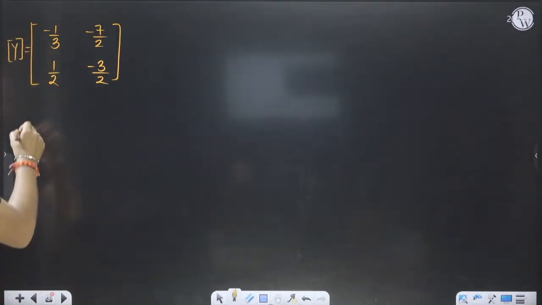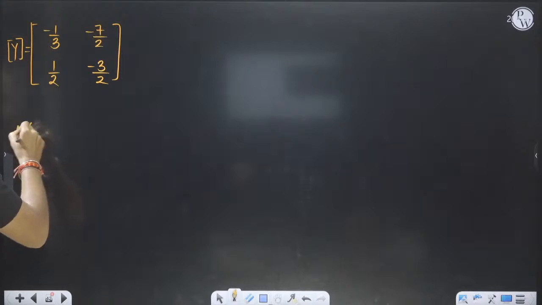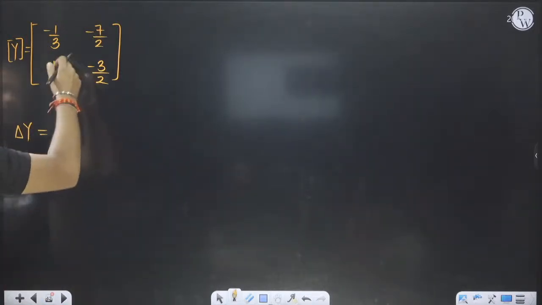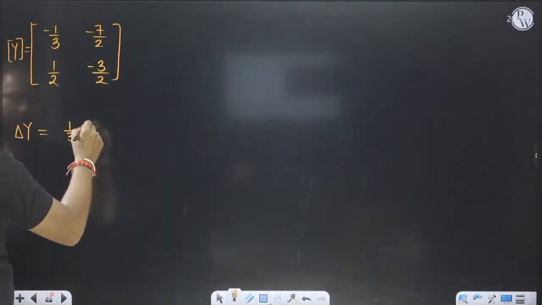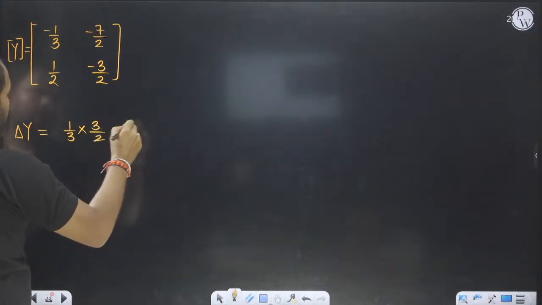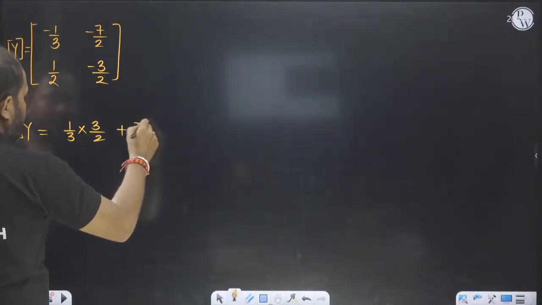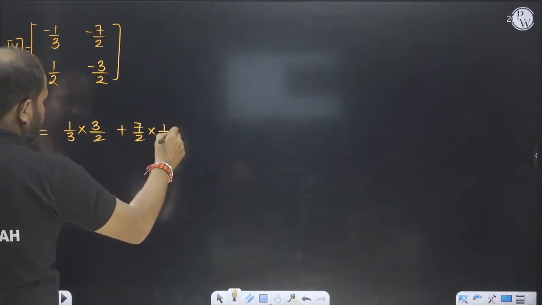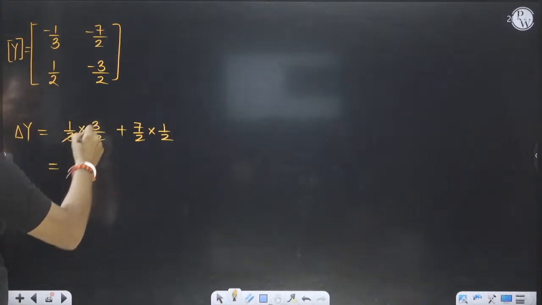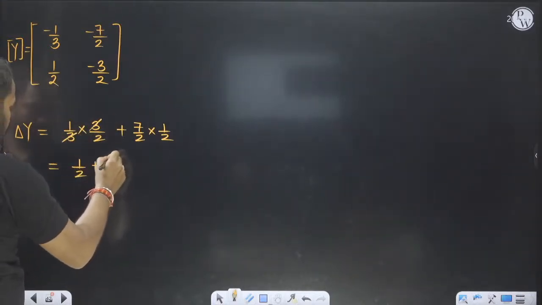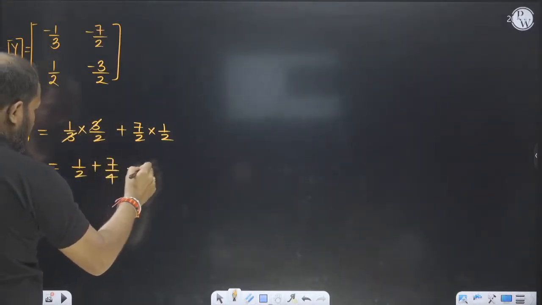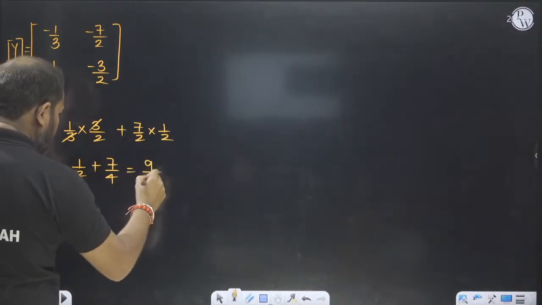Then for the Z parameter, delta Y will be 1 by 3 into 3 by 2 plus 7 by 2 into 1 by 2. So 1 by 2 plus 7 by 4. So 9 by 4.